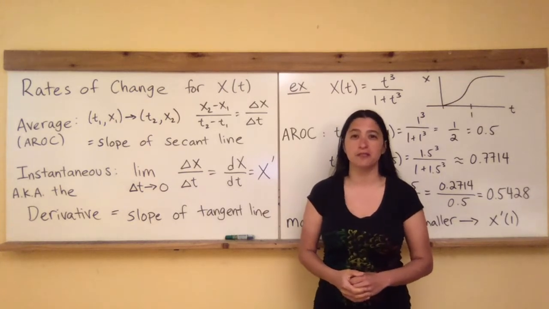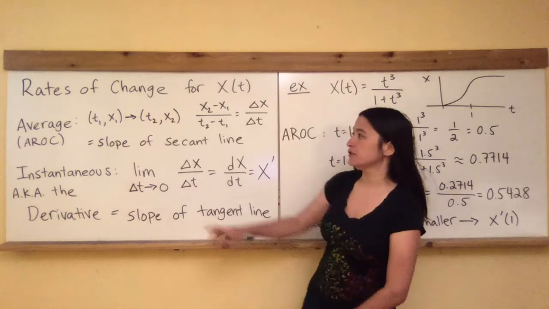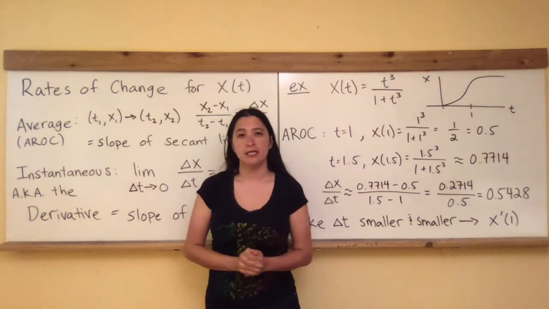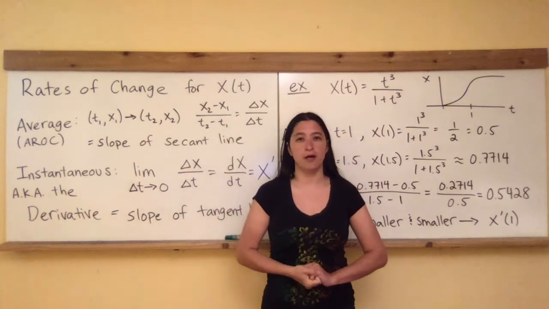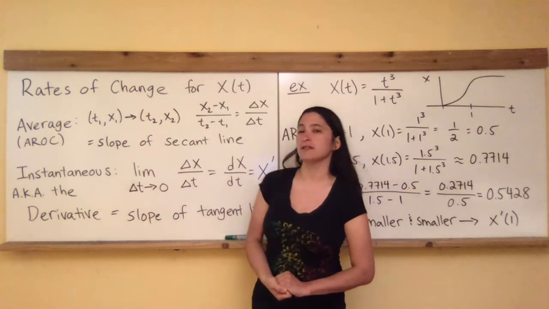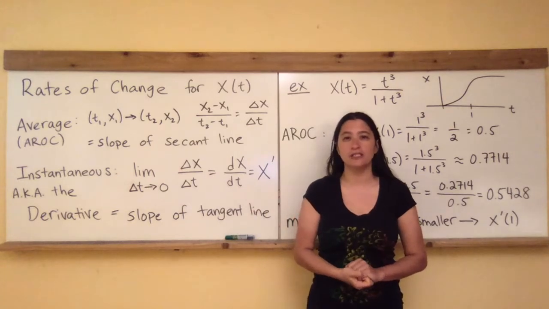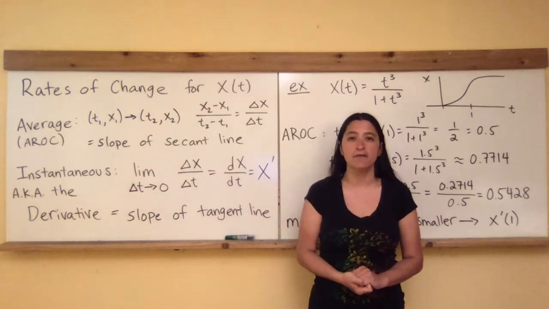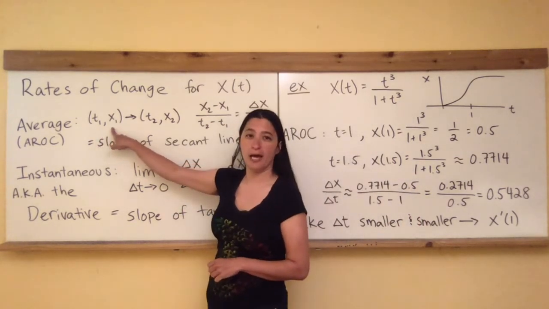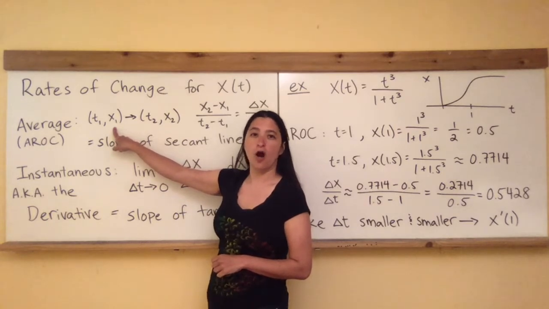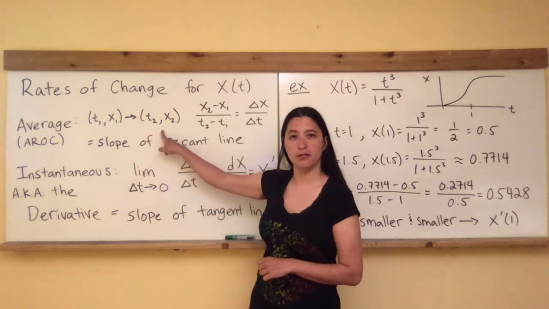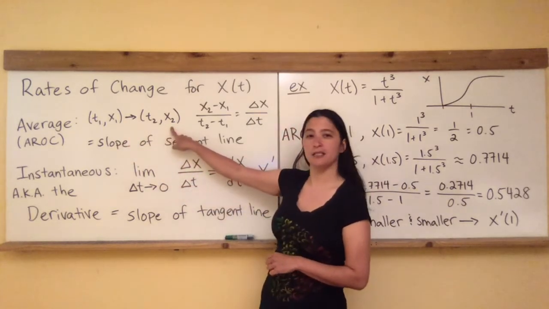Okay, so first let's do a little review from pre-calculus where you were introduced to the average rate of change, sometimes abbreviated with AROC. At that time, we were talking probably about slopes and lines, and we learned that you can calculate the slope between two points on any graph, even if it's not a linear graph. On any graph, what you can do is choose a point, which I'm calling t1, x1, and then you can consider, on average, what's the rate of change as I travel from this point to another point on the curve, t2, x2.